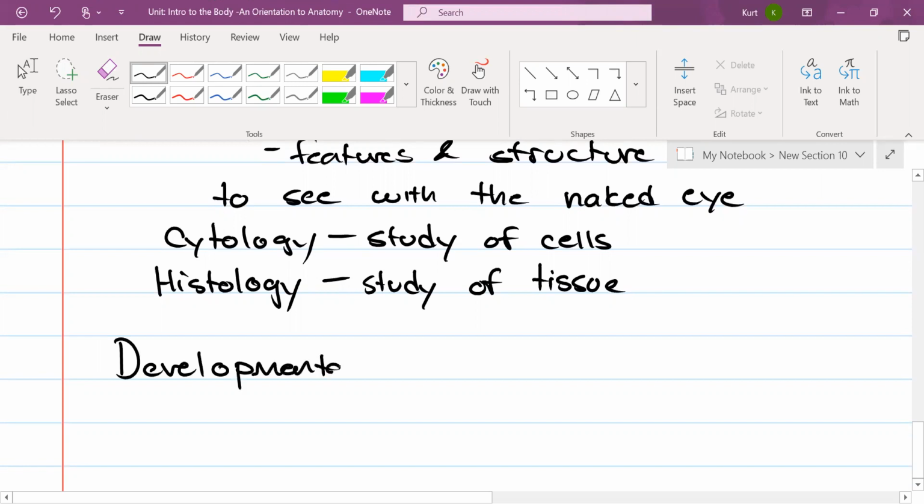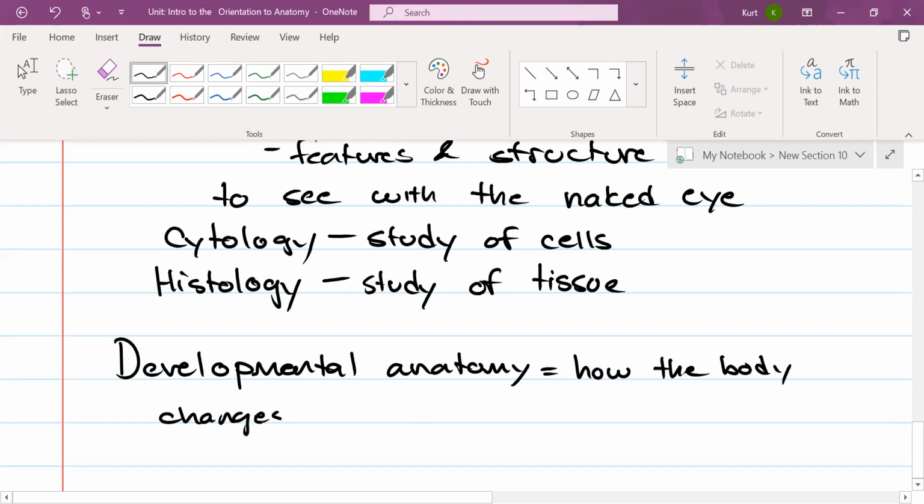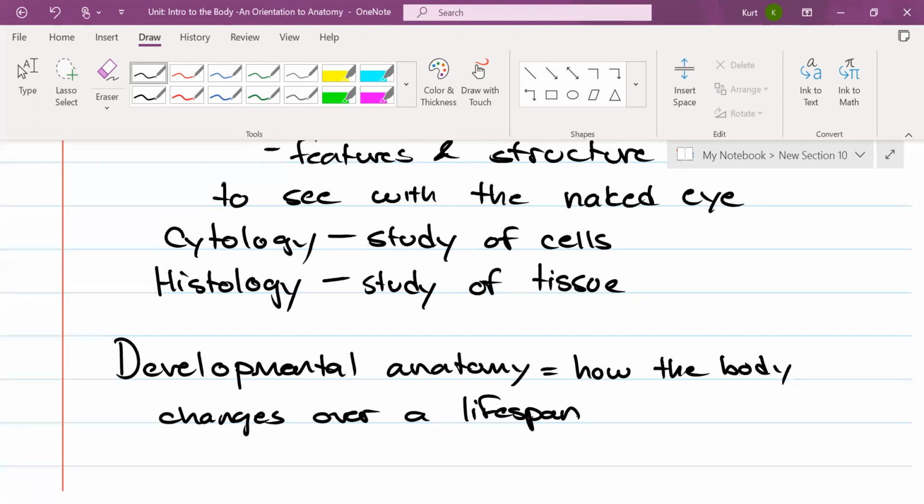developmental anatomy. This is going to be how the body changes over an entire lifespan. A 50-year-old body is certainly different than a 5-year-old body. There's a lot of different changes. Cells change, body parts change, and sometimes these changes are so subtle that you need a microscope to actually see the difference. Like your bones. My growth plates are closed. Some of yours still might be open.